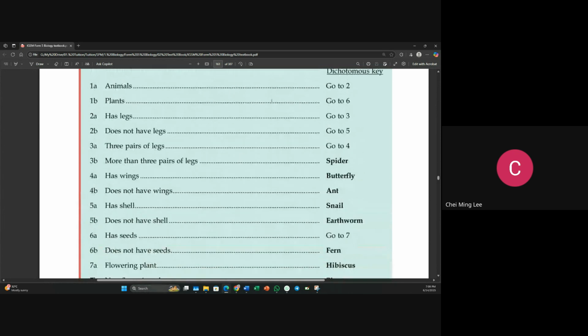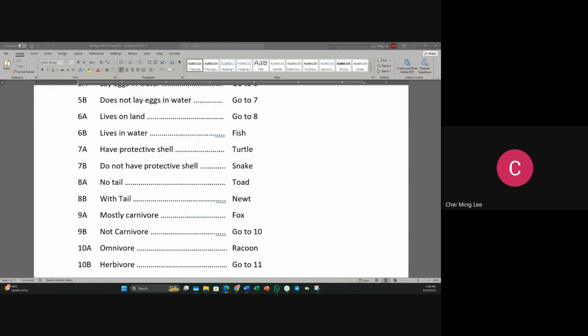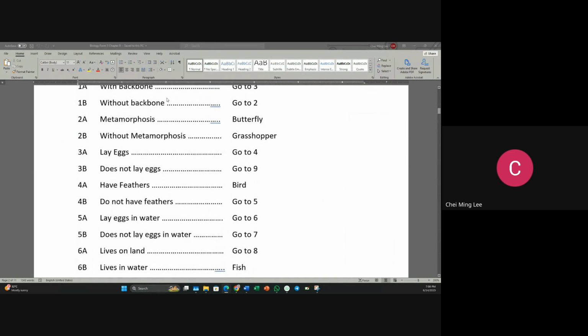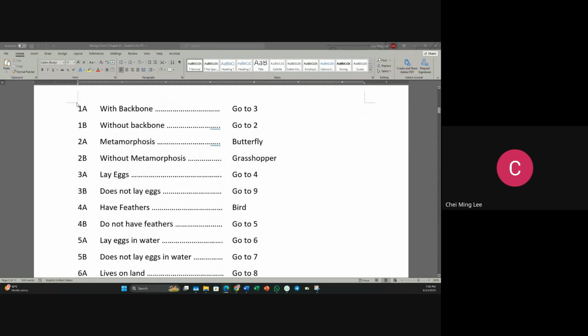Okay, so this is how you should do that. You need to come out with like the label 1A, 1B means 1. So go to 3 means that 3A, 3B like that. So remember, for each level, you are only allowed with two distinguishable, or something that we can see easily. The characteristic.